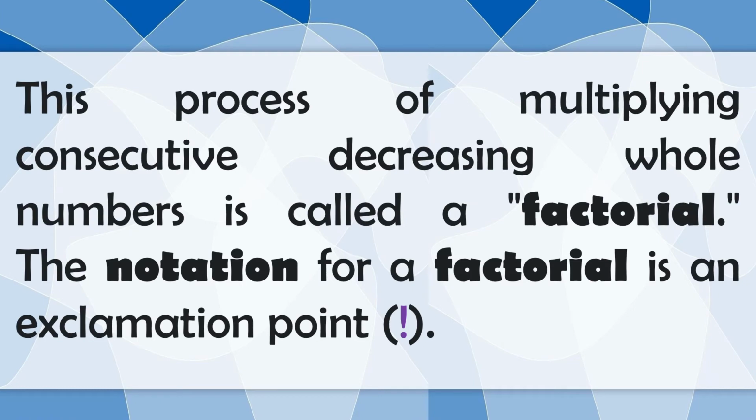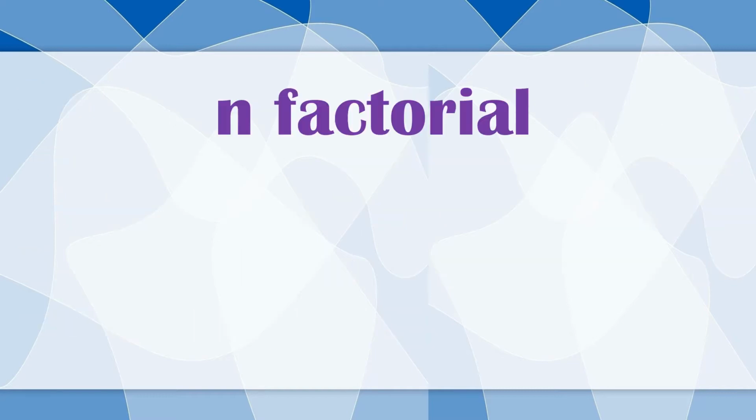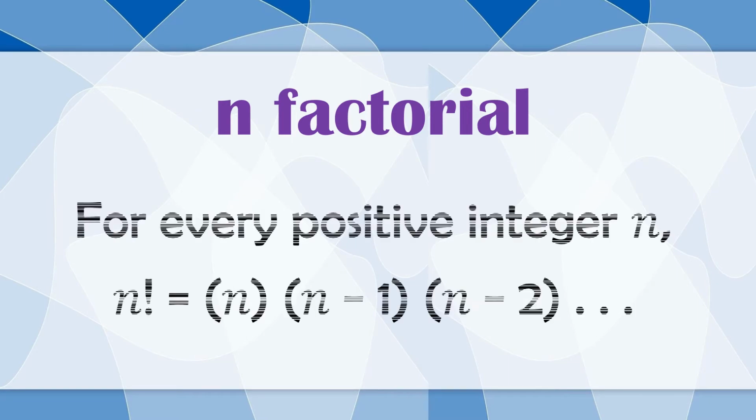The definition: this process of multiplying consecutive decreasing whole numbers is called a factorial. The notation for a factorial is an exclamation point. For every positive integer n, n factorial is equal to n multiplied by the difference of n and 1, multiplied by the difference of n and 2, and so on.